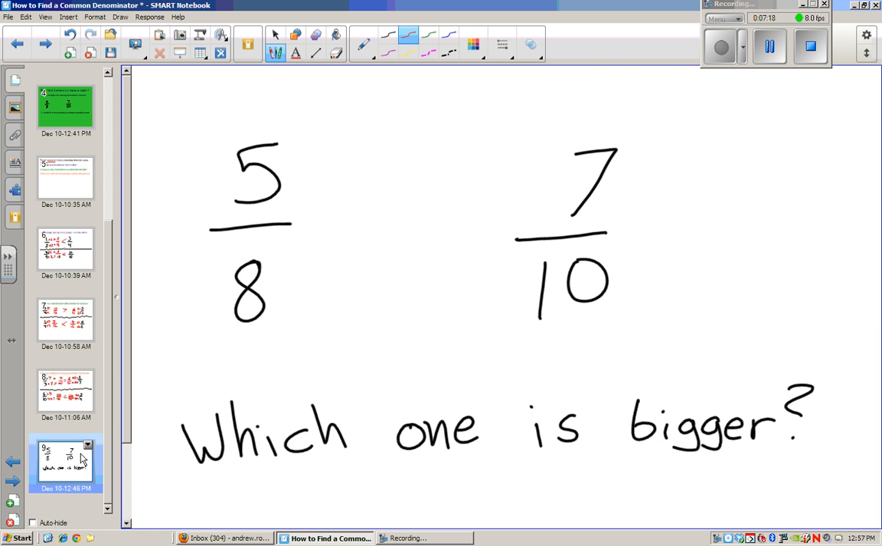All right, so let's go back to that original problem that we were working on. 5/8 and 7/10. Which one's bigger? Well, can I change 8 into 10? No, I can't. Is there something that both of them, using my facts, I can change them into? I might be able to. I could change them into 40ths, because 8 times 5 equals 40. So 5 times 5 equals 25. And I can change this into 40 by 4.